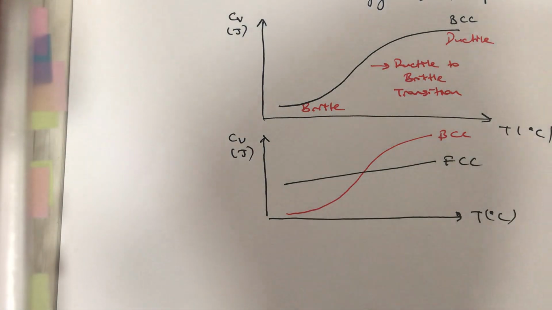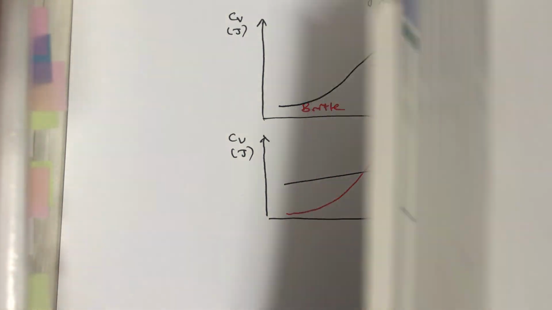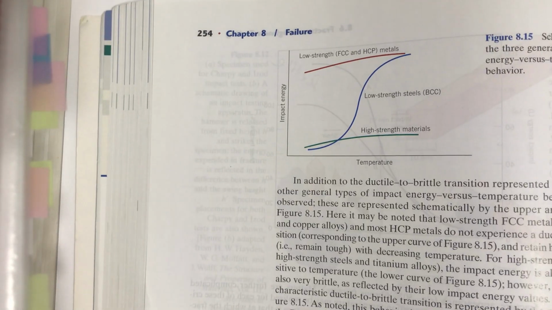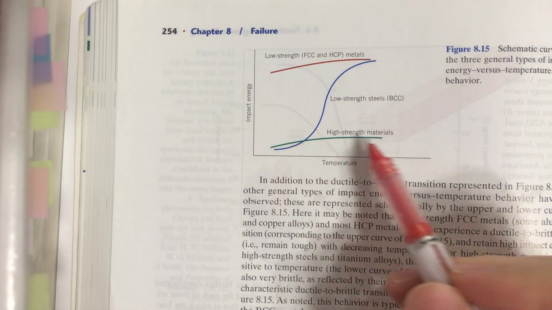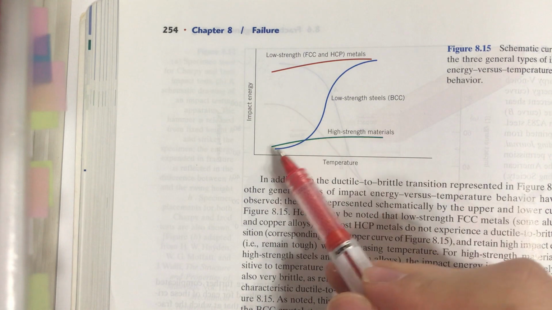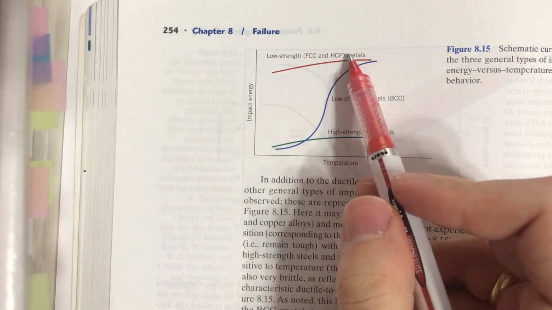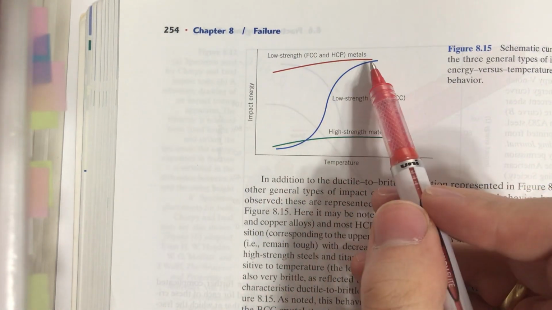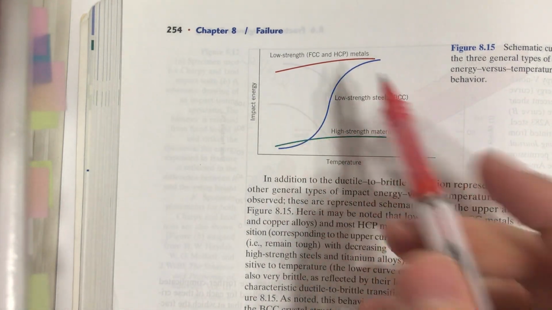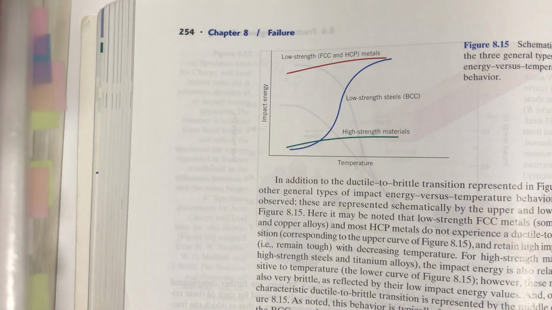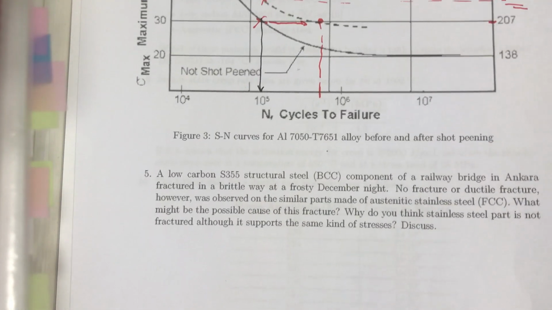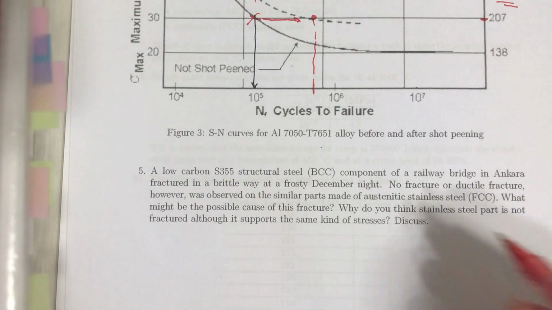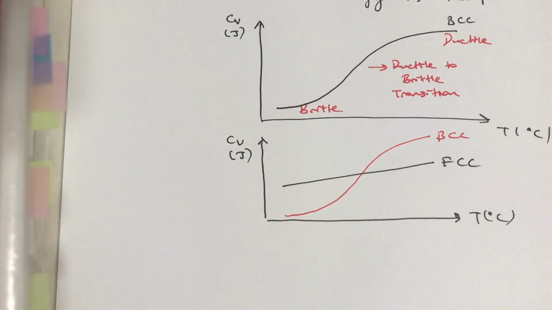And in your textbooks, you can see that for BCC metals the impact energy is given like this. For high strength materials the impact energy is low, but for FCC and HCP metals we have high impact energy values and they do not show any transition. So the reason of brittle fracture of the structural steel but no brittle fracture of the FCC steel can be explained by the ductile to brittle transition.